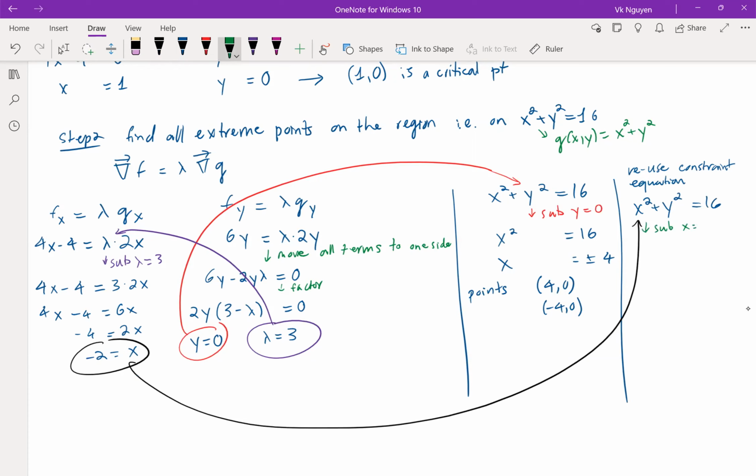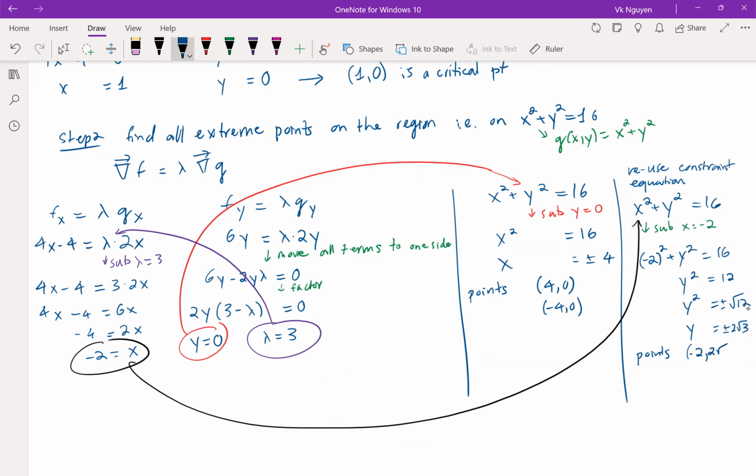Okay, so (-2)² + y² = 10. So y² is 12 and y is going to be plus or minus root 12. So that's 2 root 3, and minus 2 root 3. So we have a total of 4 extreme points and 1 critical point. And then we're going to test them all out.